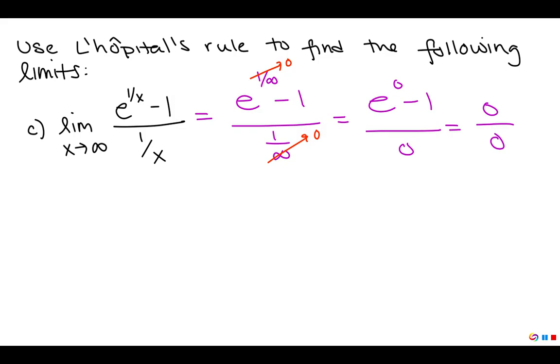And so this becomes e to the 0 minus 1, over 0. E to the 0 is 1, so the numerator is 1 minus 1, or 0. And once again, I get that indeterminate form, 0 over 0. So let's use L'Hopital's rule.